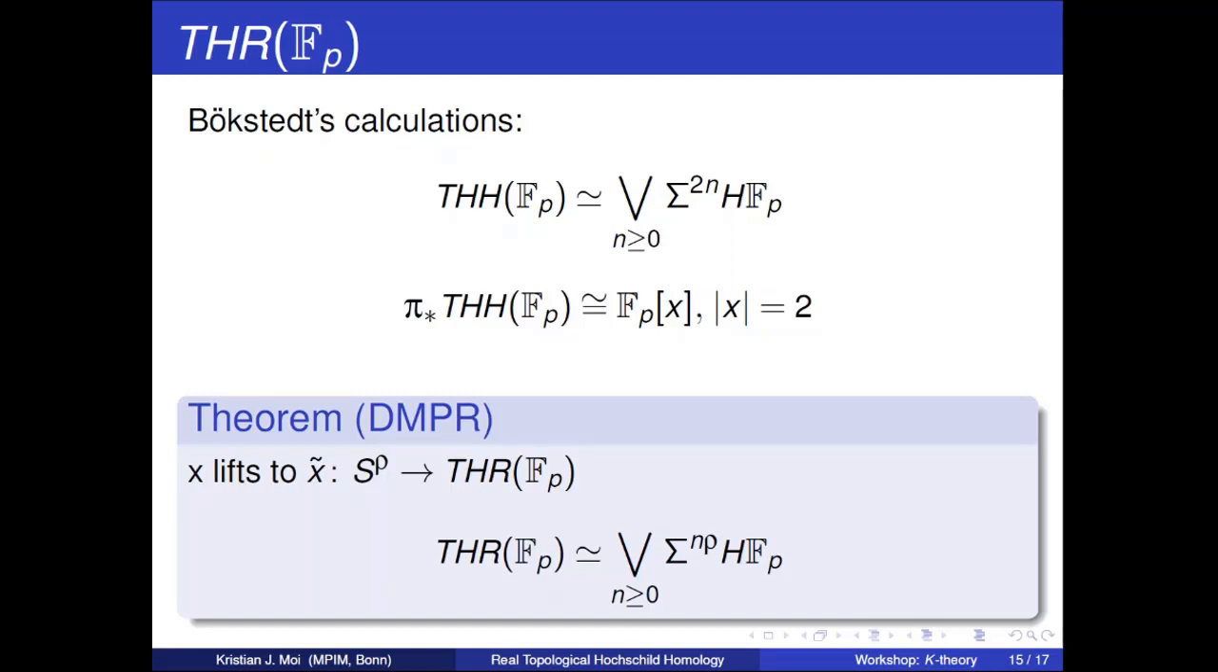Now, it turns out that this x actually lifts to an equivariant map from what I'm calling S^rho, which is the one-point compactification of the regular representation of the group, one copy of the trivial representation plus the sign representation. So it's basically CP^1 with complex conjugation. So this map from S^2 refines to an equivariant map from this particular sphere with an action into real THH. And there's a corresponding theorem that this is like a tensor algebra. As an associative algebra, it's a tensor algebra on this particular class.